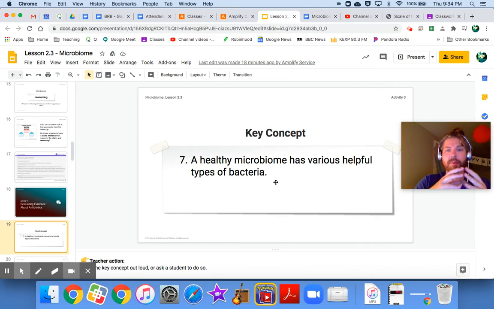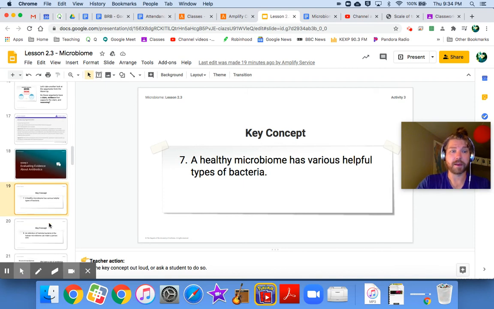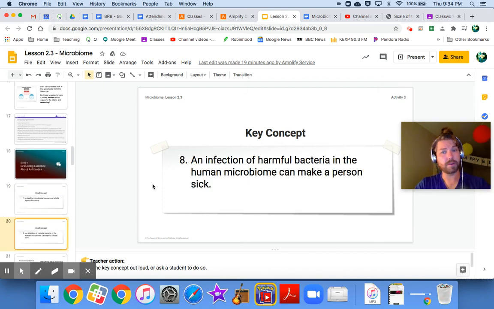A healthy microbiome has various helpful types of bacteria. We talked about how you have tons and tons, 2 to 5 pounds of microorganisms living in you. And a healthy microbiome like yours is going to have lots of different types, various types that are helpful and are helping you. Key concept number 8, an infection of harmful bacteria, however, in the human microbiome can make a person sick. So if all of a sudden you start getting more and more numbers of these harmful bacteria, then you're going to start feeling sick. It upsets the balance of everything.